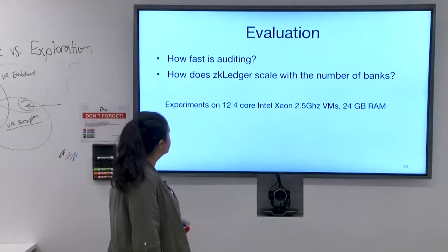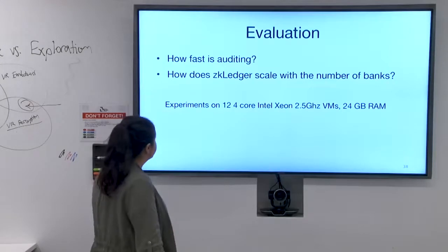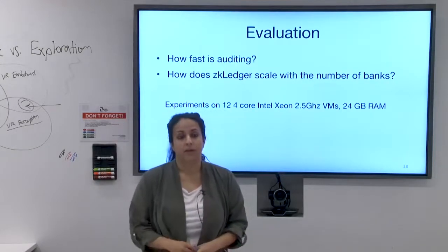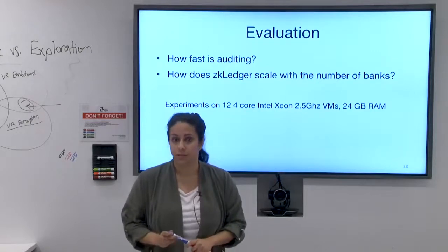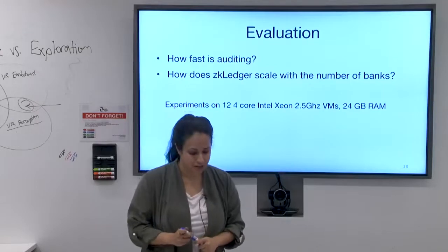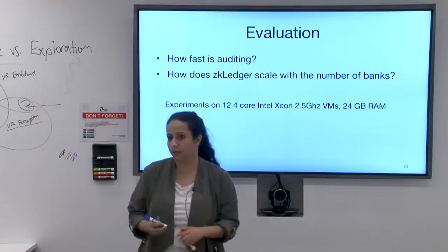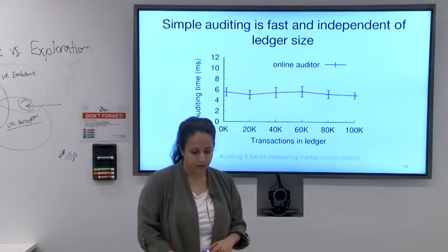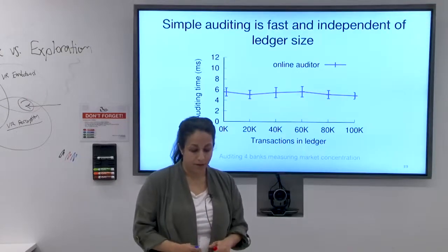So in the evaluation, we want to understand how fast is auditing, first of all, right? And then second, the construction I described to you, you might think is very slow because every bank has an entry in every transaction. So how does this actually work in practice? Can we get away with such a construction? So first, let's talk about the auditing.